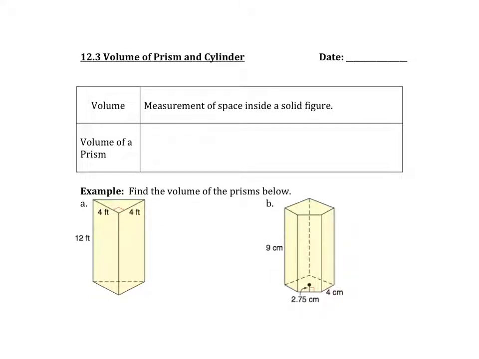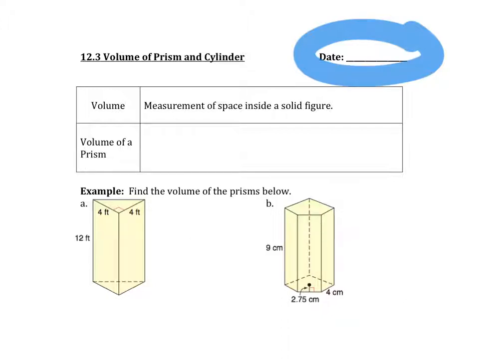Alright, welcome back. Today you're going to take notes on volume of prisms and cylinders. Again, we're going to be using some formulas, so I hope yesterday you got lots of practice doing that. The first thing we've got is the volume. What is it? It's the measurement of the space inside the solid figure. So yesterday we talked about all the lateral area, the outside areas. Today we're going to talk about how to fill it, what's on the inside of it.